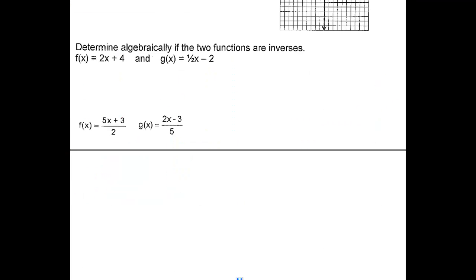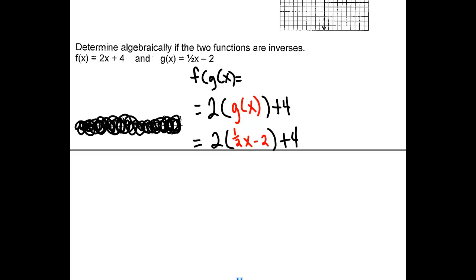Two more examples. Now let's determine algebraically if the two functions are inverses. We're going to use composite functions to show this. F of g of x. Anywhere I see an x in f, I'm going to replace it with g of x. So start with the outside function, write that function, leaving a blank where x is. This is where we're going to substitute g of x. Now g of x is 1 over 2 x minus 2.